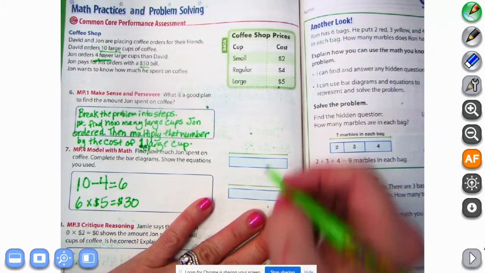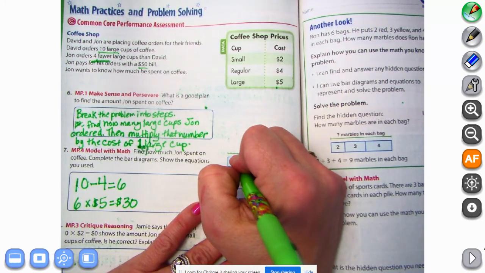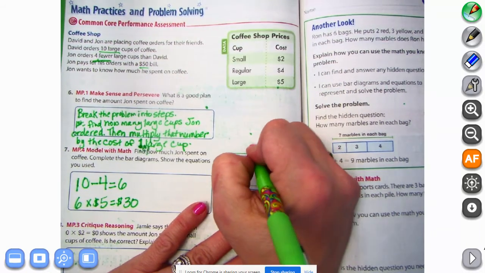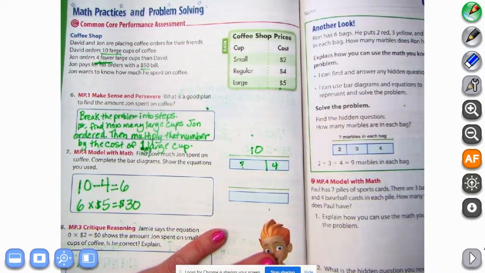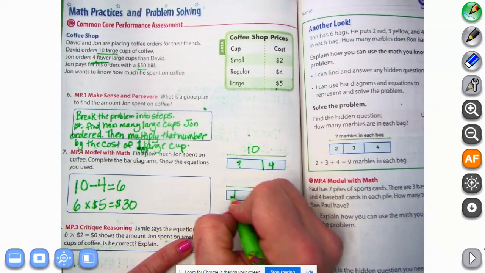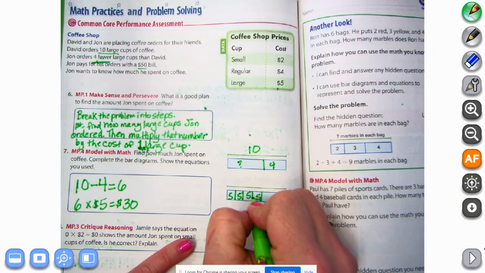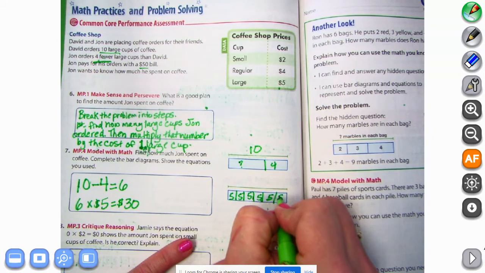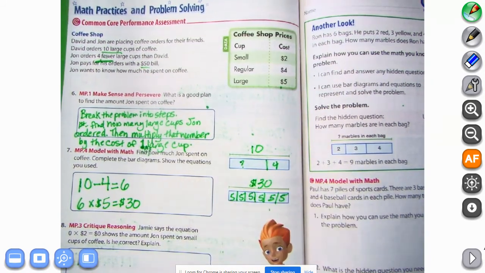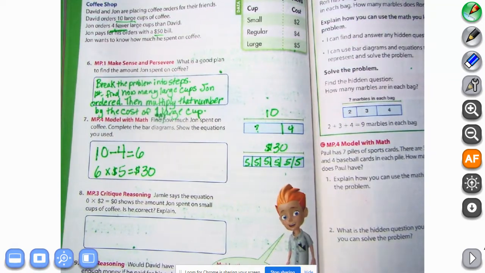Okay, one way we can do here is we can do this March and the 4, put the 10 there. Then we know we need to figure out what that question is. It's a 6. And then we know that we can do 5, 5, 5, 5, 5, and 5, because that's for the 6 coffees is $30. Okay, take your time. Make sure you get all of this written out.